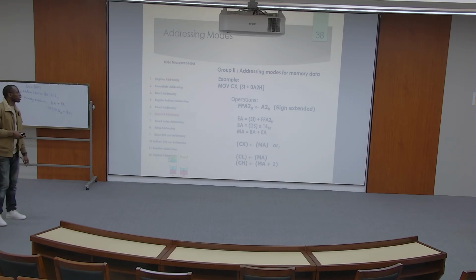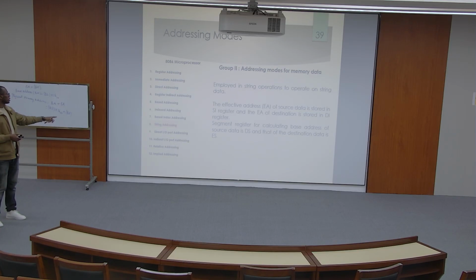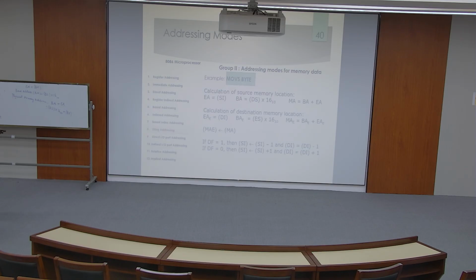Here we have an example. The procedure is the same. We have string addressing mode, which is being employed in string operations to operate on string data. String addressing mode needs to be used in string operation. This is the syntax of string addressing mode, and we also need to calculate the effective address by taking the source index, base address, data segment shifted 4 bits to the left. Then we calculate the physical memory.